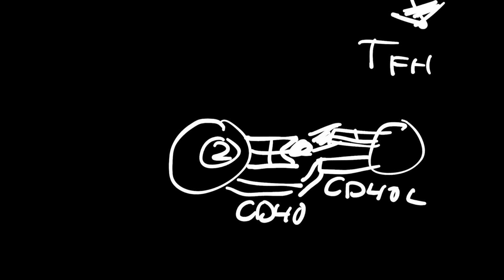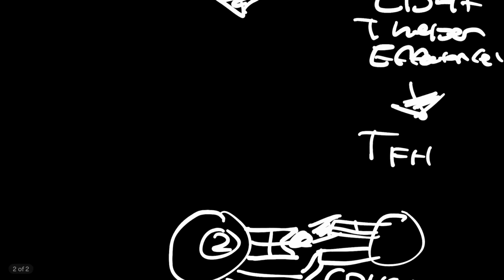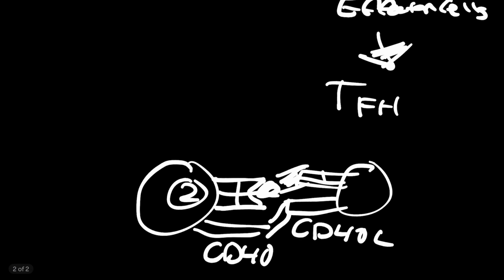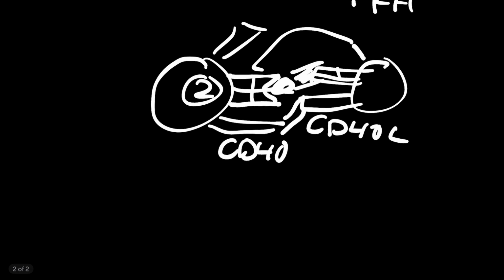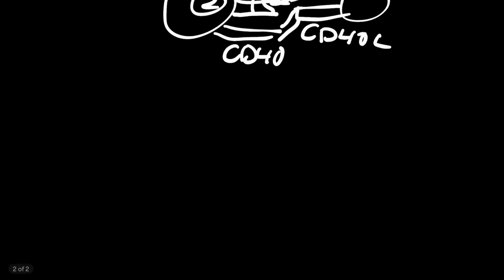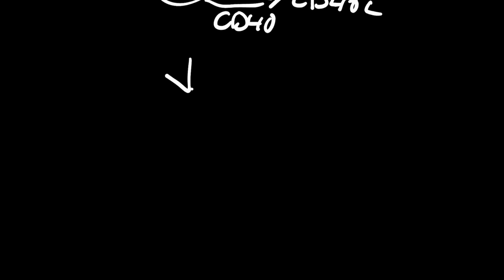There's other things like maybe the CD4 that I could probably draw, but there's a bunch of things I can draw like the B7, but it's not that relevant. After this binding, signal 2 is sent, and then it will be turned into a centroblast.